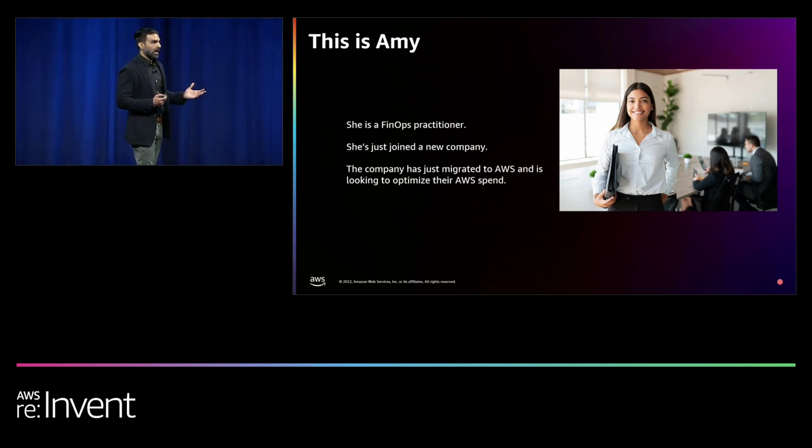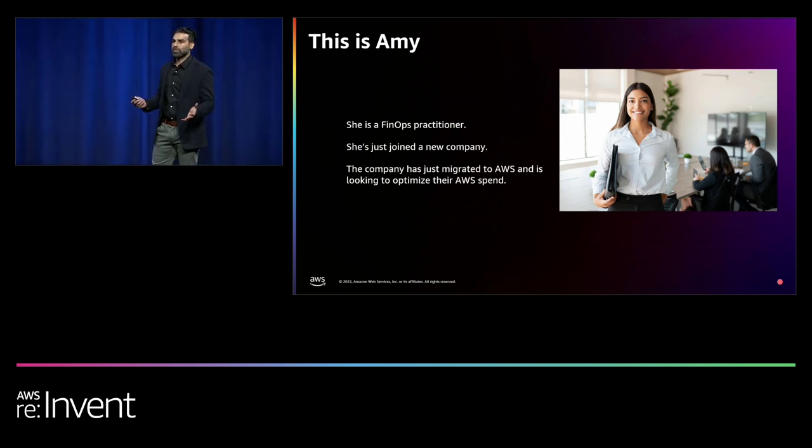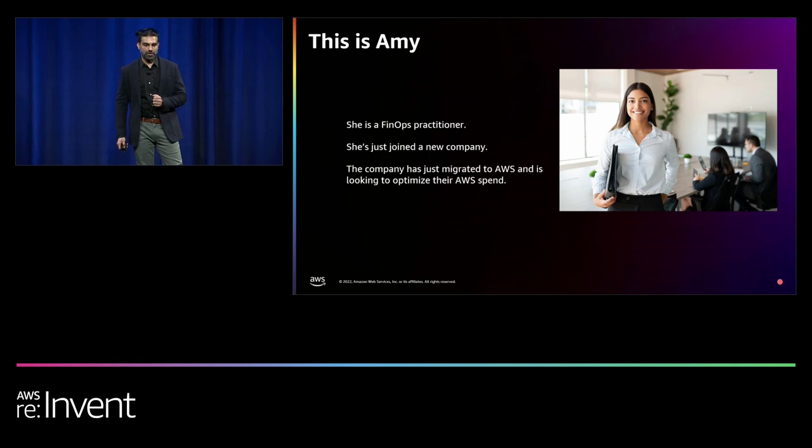And her company had recently migrated to AWS. Her company chose to do a lift and shift migration, as that was the fastest path out of the data center. So now teams are comfortable with the cloud operating model, and they are ready to take on refactoring projects. And Amy is now at the helm to come up with a cost optimization strategy.